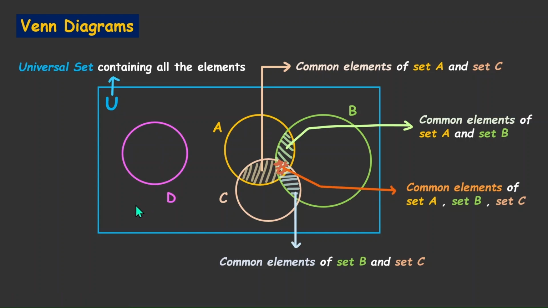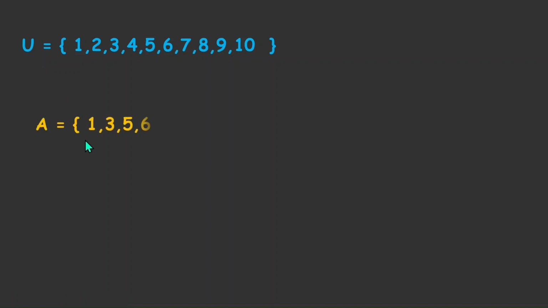So for better clarity, let's take an example to understand this. Say we have a universal set of all natural numbers between 1 and 10. Then this is the universal set. And in this universal set, we have A, which is 1, 3, 5, 6. B contains elements 1 and 5. And C contains elements 6, 7, and 10.